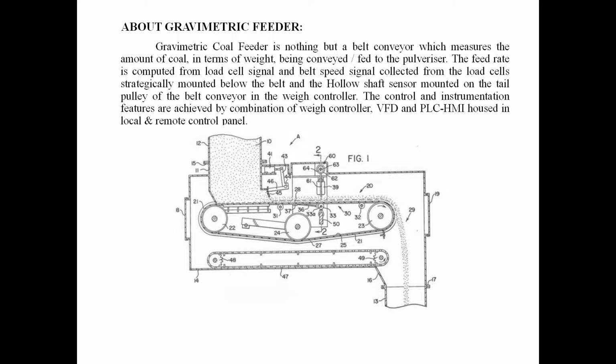This is the gravimetric feeder. This is the schematic sketch of the gravimetric feeder. Gravimetric feeder is nothing but a belt conveyor which measures the amount of coal in terms of weight being conveyed to the pulverizer. The feed rate is computed from a load cell signal and belt speed signal collected from the load cell strategically mounted before the belt, and the hollow shaft sensor mounted on the tail pulley of the belt conveyor, in the weigh controller.